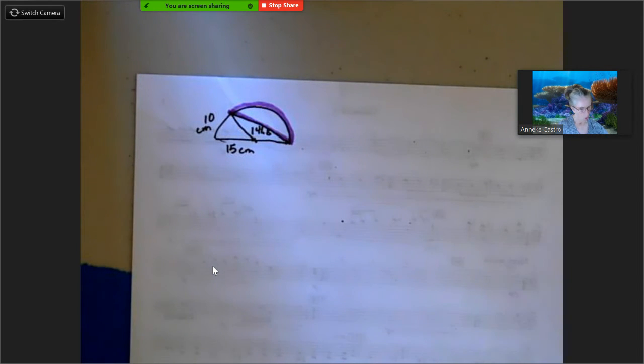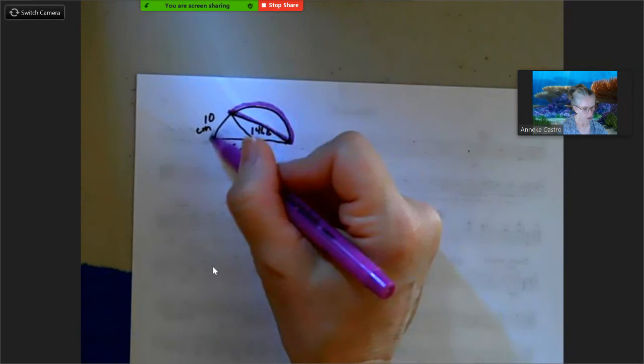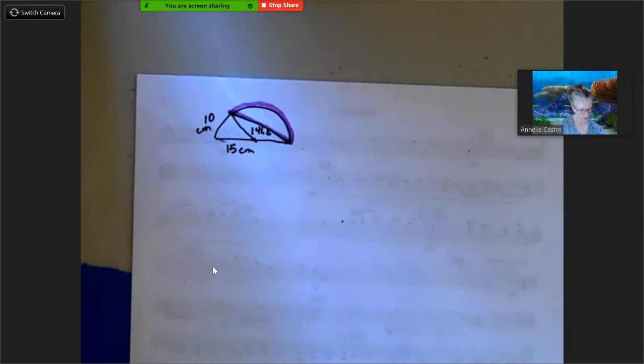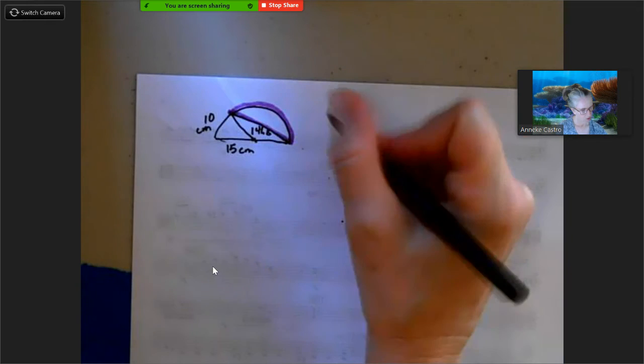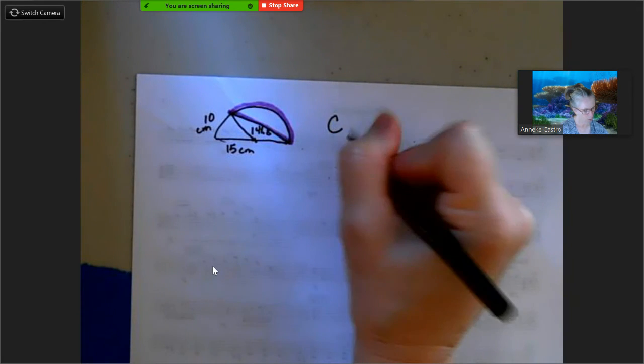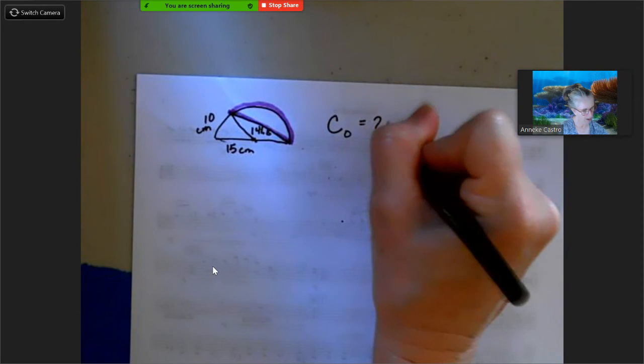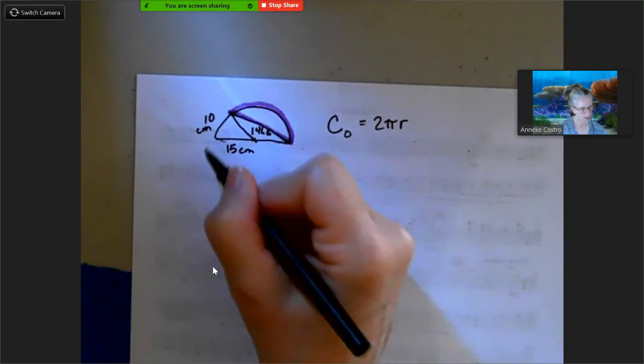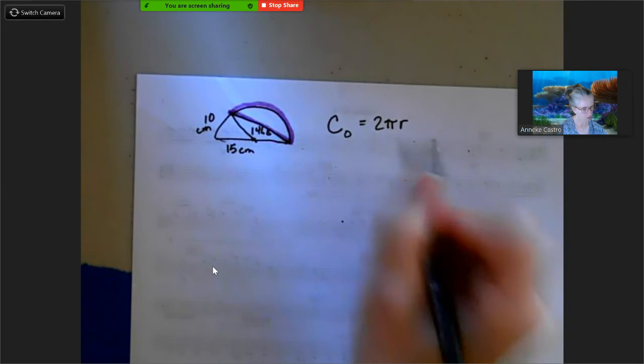So really not that big a deal, because we can figure out the circumference of a semicircle. The circumference of a whole circle is equal to 2 pi r. So if we just want half of the circle, I'm going to divide that by 2.